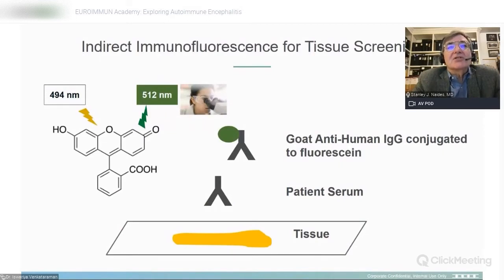Tissue is placed on a slide, partially fixed, and then patient serum or CSF is overlaid, followed by a goat anti-human IgG, which has been conjugated to fluorescein, which under appropriate irradiation by light at 494 nanometers wavelength gives you a green fluorescence, and hence you see green fluorescence staining, identifying where the antibody is.